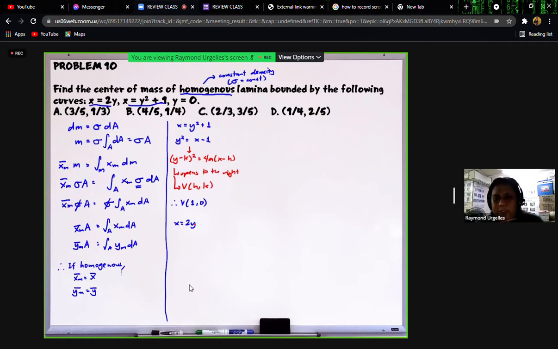So we just equate them. We have x is equal to 2y for the linear equation, and also equal to y squared plus 1 for the parabola. Therefore, rearranging this, you will get y squared minus 2y plus 1 is equal to 0, which we can factor as y minus 1 times y minus 1 equals 0. This gives us y is equal to 1. Got it? That is our point of intersection.